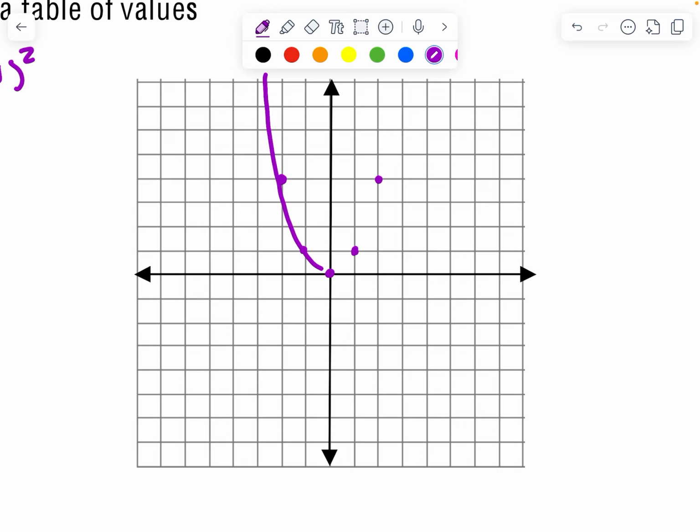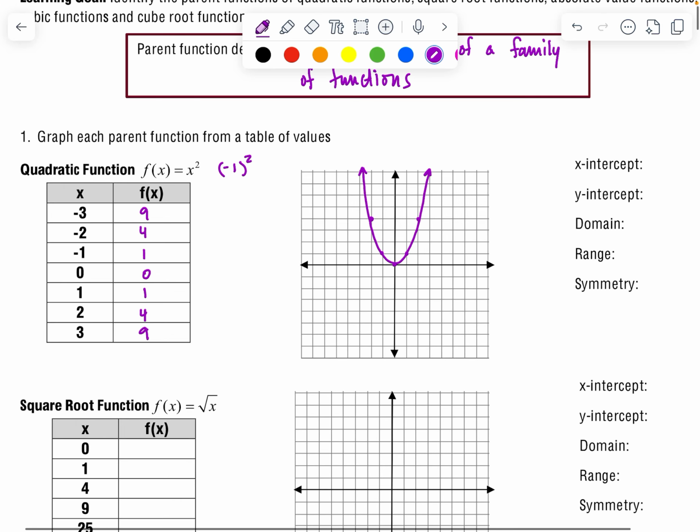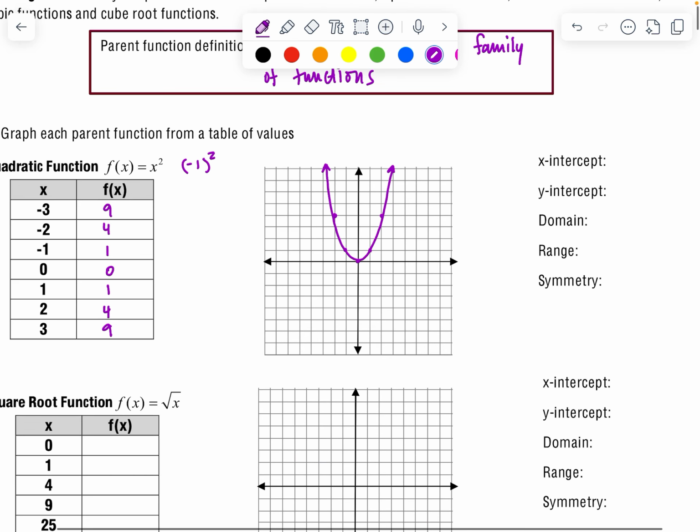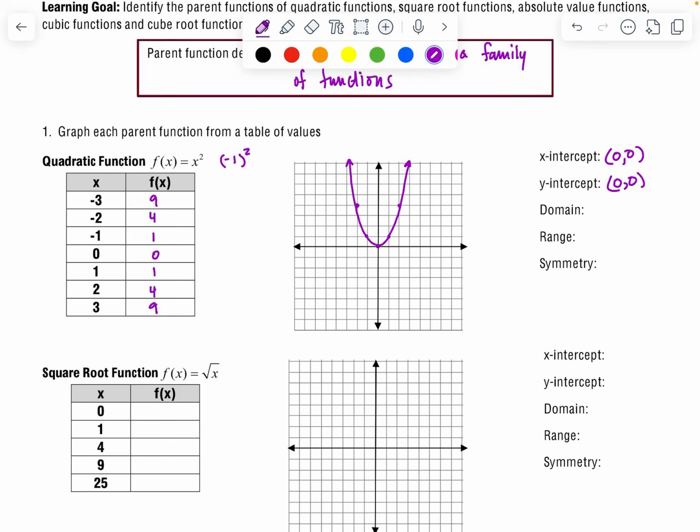And we get our parabola. Make sure you put arrows at the ends to imply that it's going on forever. So our x-intercept is going to be 0, 0, as is our y-intercept. Domain. Well, let me rephrase it. This is the coordinate, but the y-intercept is actually just 0. Same thing for the x-intercept.